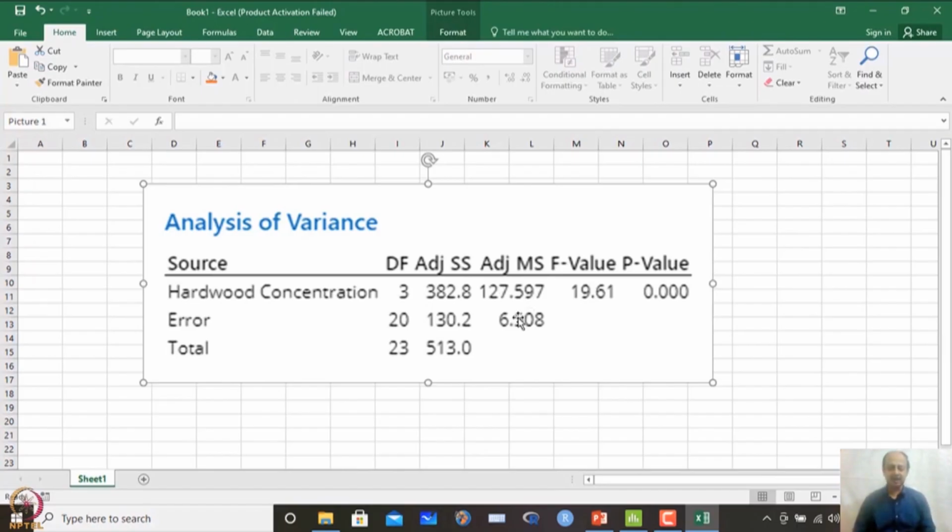Mean square error gives you an estimate of the standard deviation of the process, sigma of y, and also gives you an estimate of error, the error variance over here. So, the F value comes out to be 127 by 6.5, which is 19.61, a very high value of F. It is expected that if F is on the higher side, the p value should go down, to lower values.